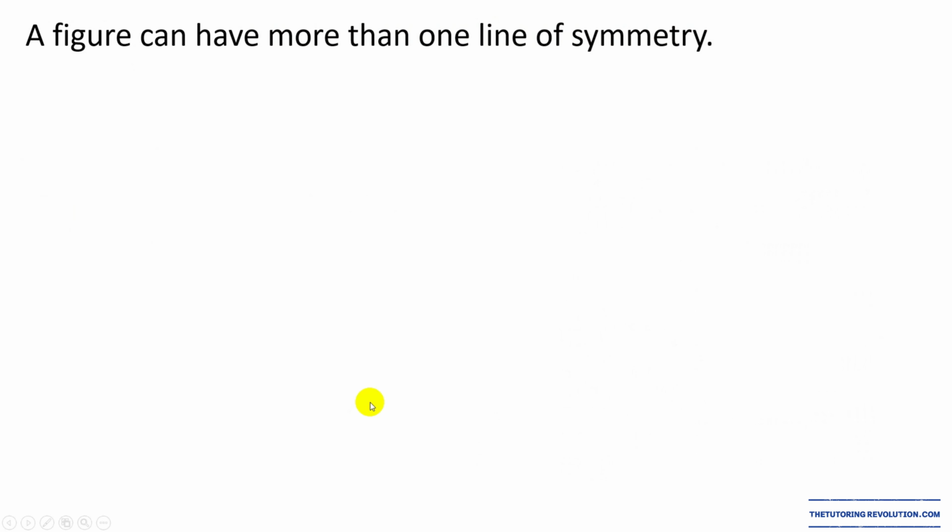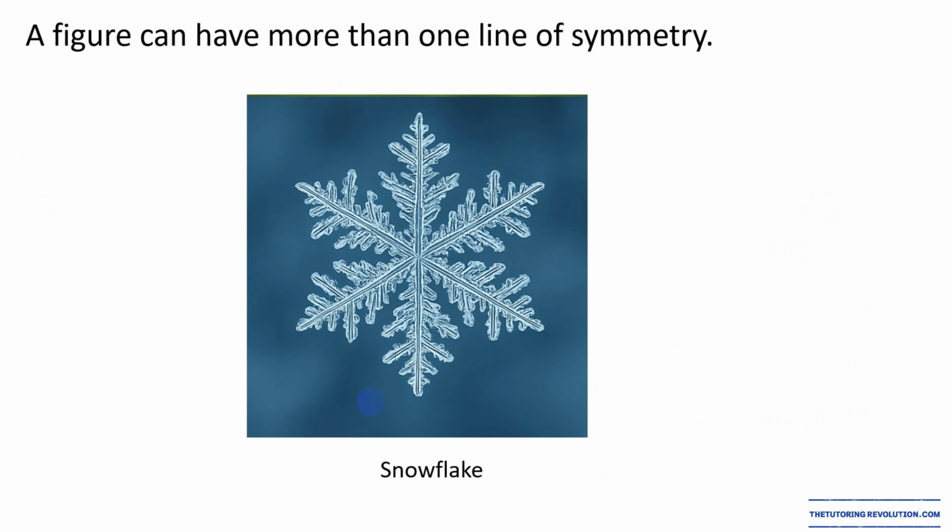A figure can have more than one line of symmetry. For example, this snowflake has 1, 2, and 3 lines of symmetry.